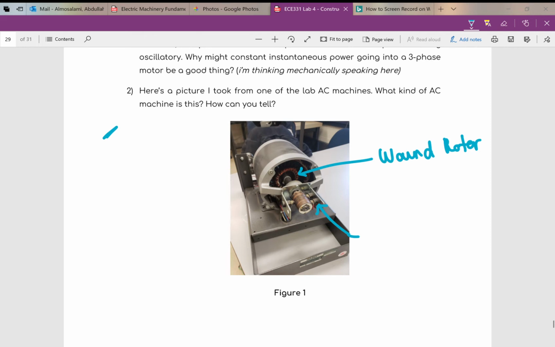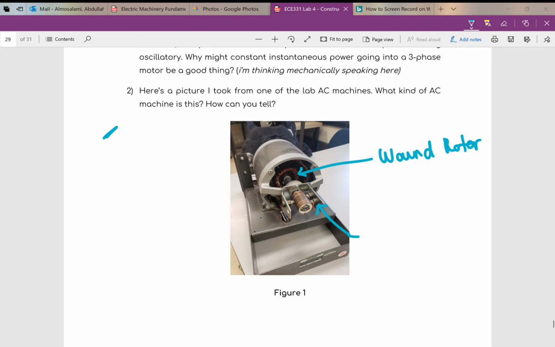Then if this is an induction motor, again, that is purely a property of wound rotor induction motors. Okay, cage rotors, you don't have this. You don't have this setup over there. You don't have this configuration. So that's another way that you could have gone about concluding that this is a wound rotor induction motor.